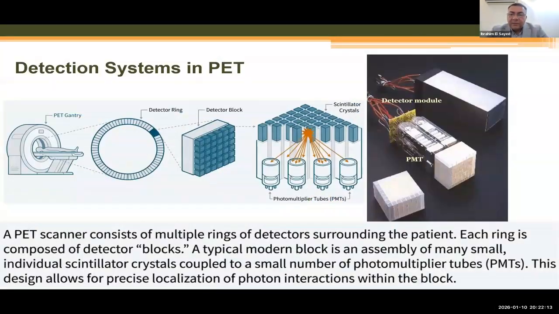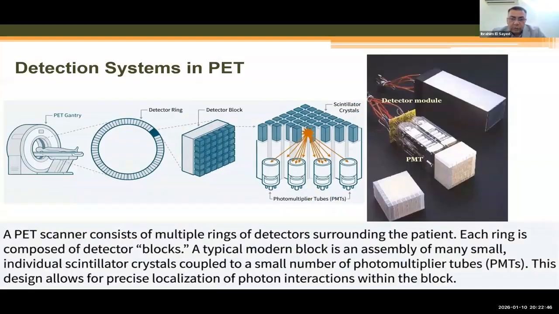Okay, the core of any PET scanner is its detection system. Understanding the detection system architecture is essential for appreciating the PET capabilities and limitations. A modern PET detector is a hierarchical system. Hierarchical means it is step by step, all linked from small to large components. So the modern PET detector starts with the single, individual scintillation crystal.